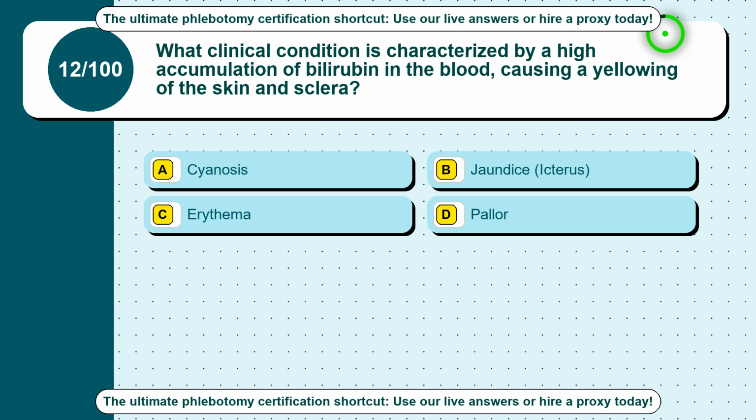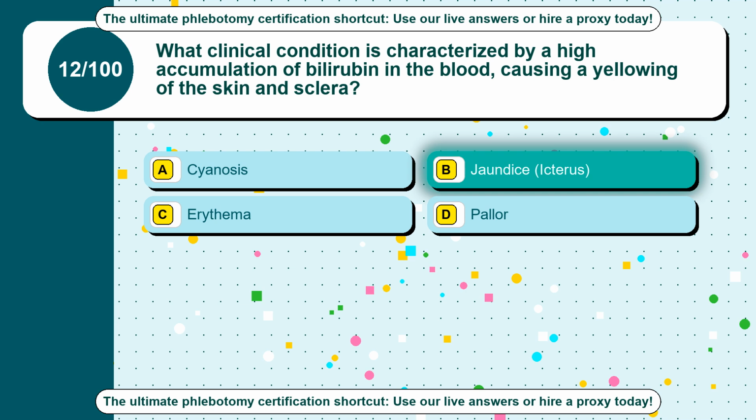Question 12. What clinical condition is characterized by a high accumulation of bilirubin in the blood, causing a yellowing of the skin and sclera? Option A. Cyanosis. Option B. Jaundice, icterus. Option C. Erythema. Option D. Pallor. The correct answer is option B.